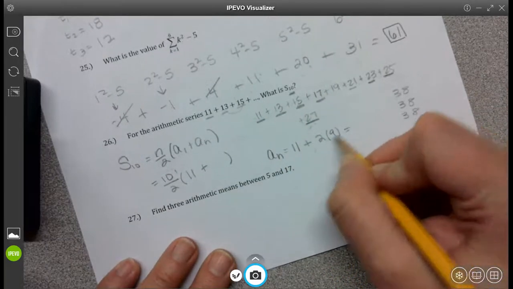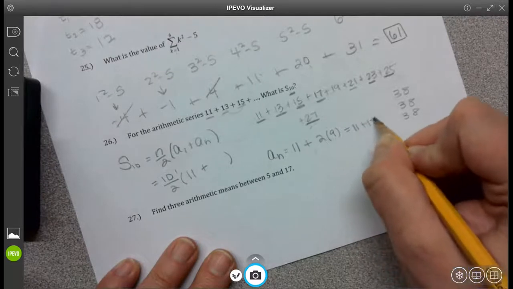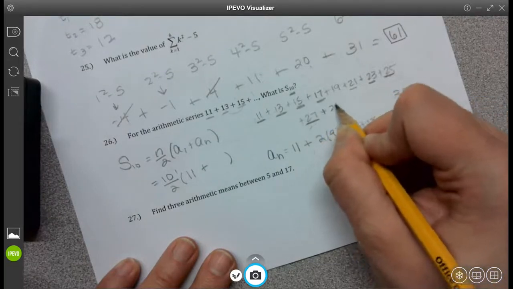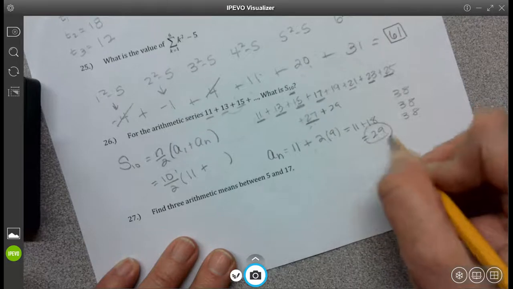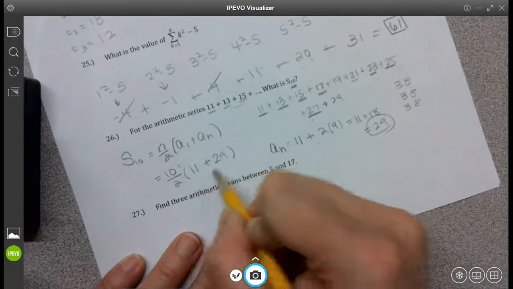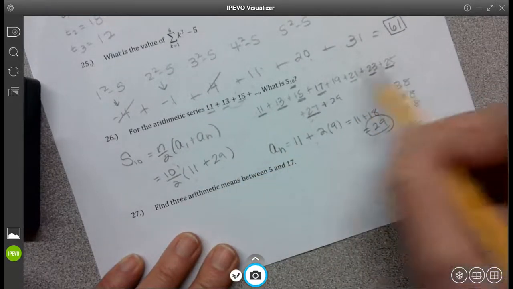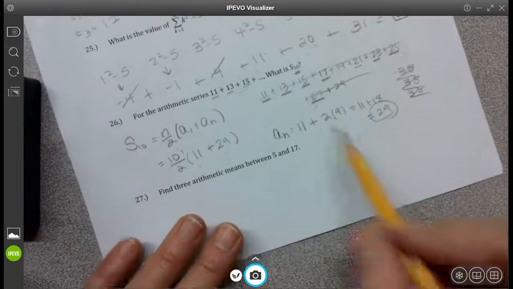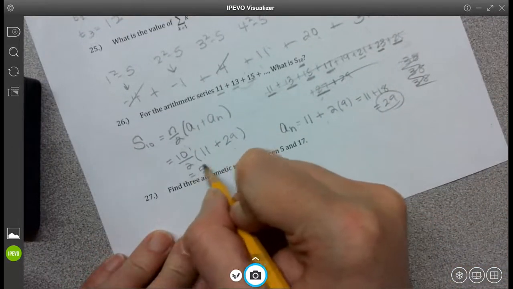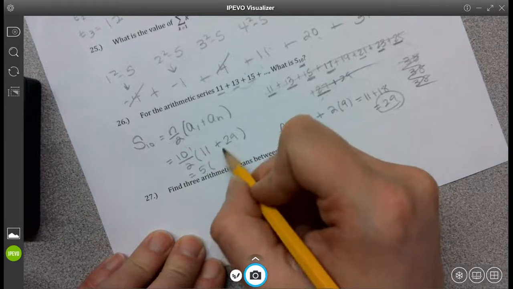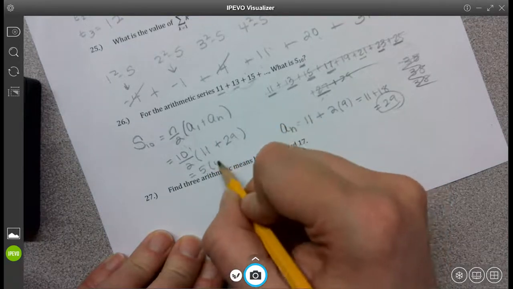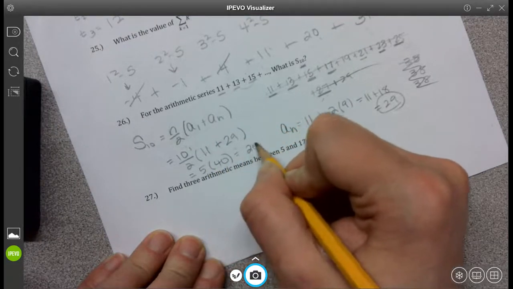Okay. So your last term should be 29. Oh, that's why I forgot it. 29. So your first term's 11, your last term's 29. That's why this was off. Ignore what I said earlier. So 5 times, this is going to be 30, 40. Your answer should be 200.